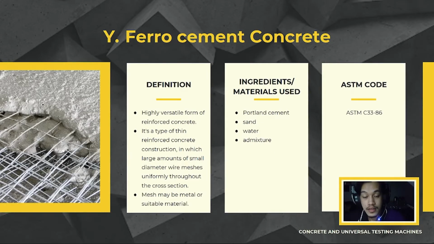And what is ferro cement concrete? It is a highly versatile form of reinforced concrete. It is also a type of thin reinforced concrete construction in which a large amount of small diameter wire meshes are uniformly distributed throughout the section. Mesh may be metal or suitable material.